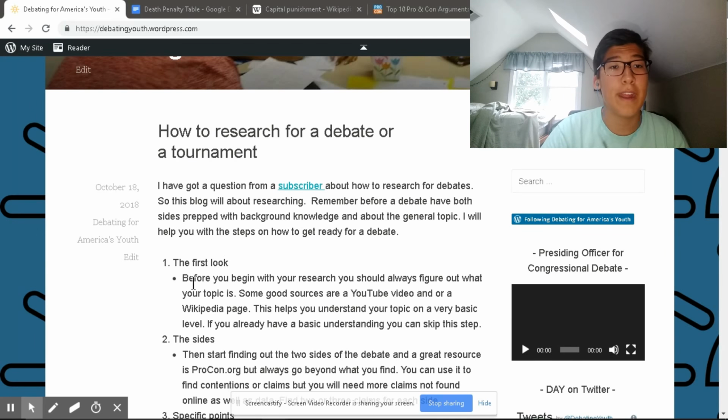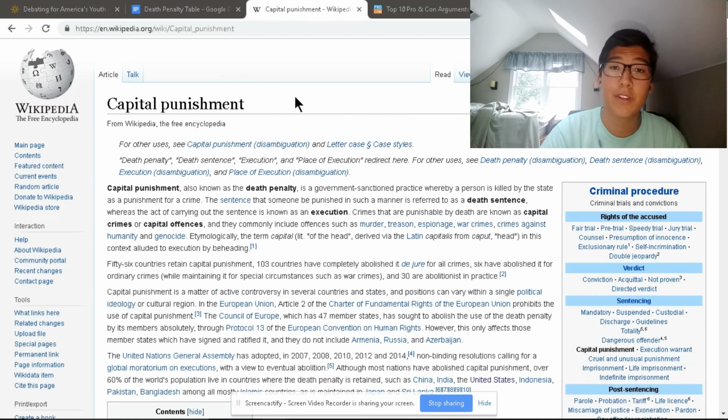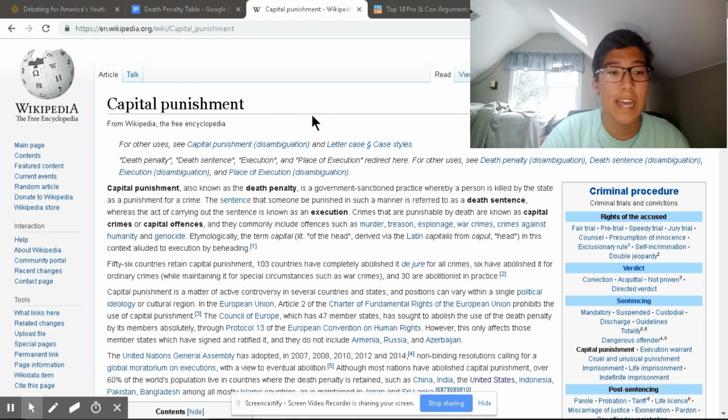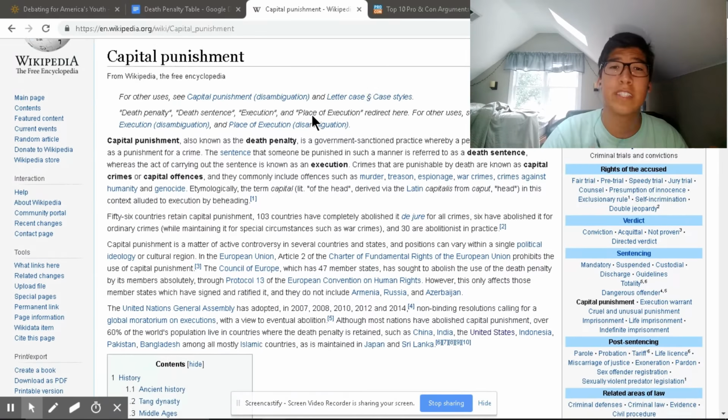So I'm debating in this topic, resolved, the death penalty should be banned. And I am on the negation side. So I quickly look up capital punishment in the United States, which is another name for the death penalty. And I'm going to start going through and getting the sides, the legal death penalty, what states it is, and read up on just the basics of it so I understand what's going on.